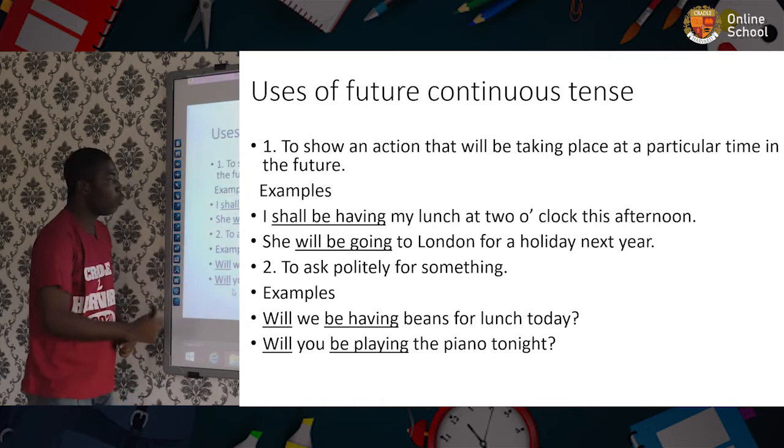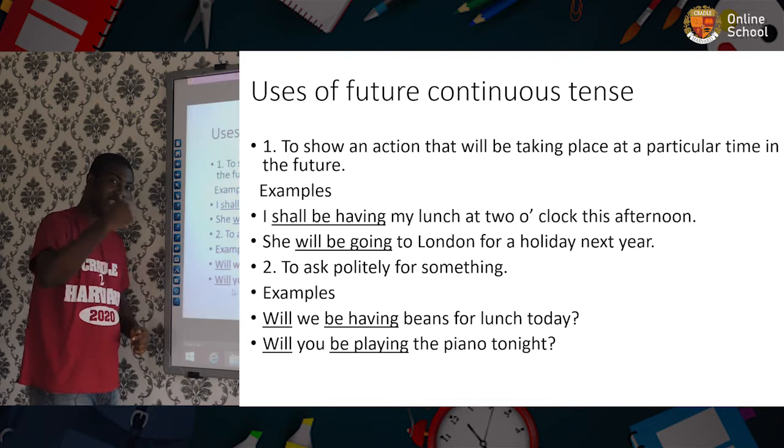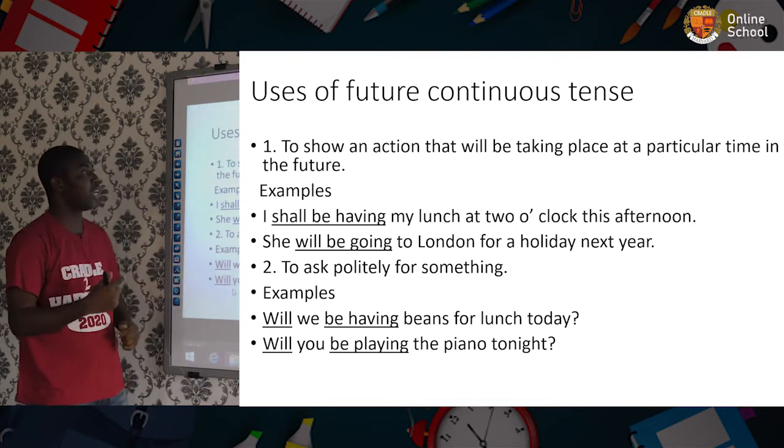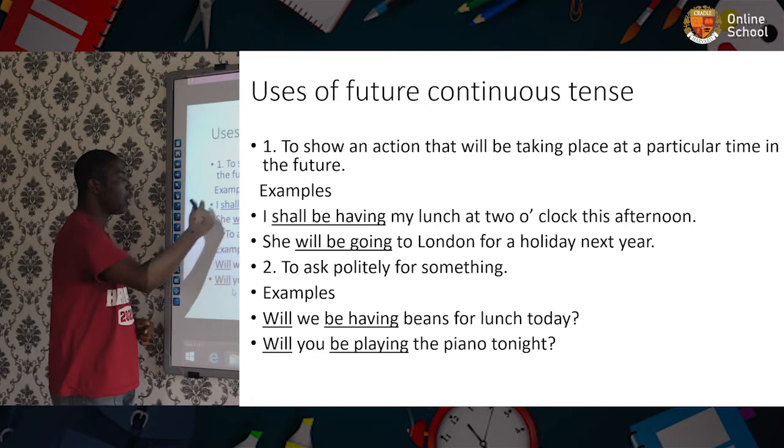Another example, she will be going to London for a holiday next year. That's an action that will be taking place in the future. So she will be going.